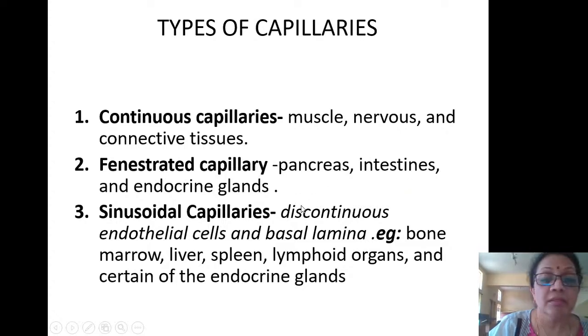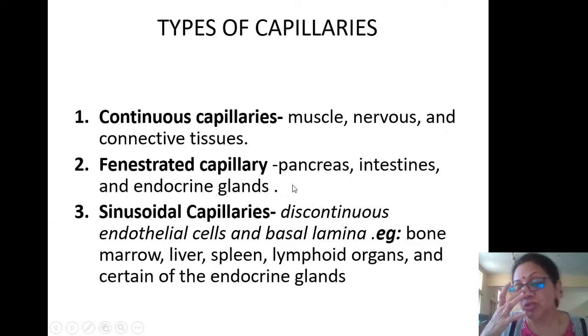And endocrine usually is producing steroid molecules, big ones. So you need fenestrated capillaries to be able to accommodate the larger molecules which are negotiating the capillary from extravascular to intravascular. Sinusoidal capillaries we mentioned, especially in our spleen, lymphoid organ. We said they're discontinuous, the endothelial cells and basal lamina.